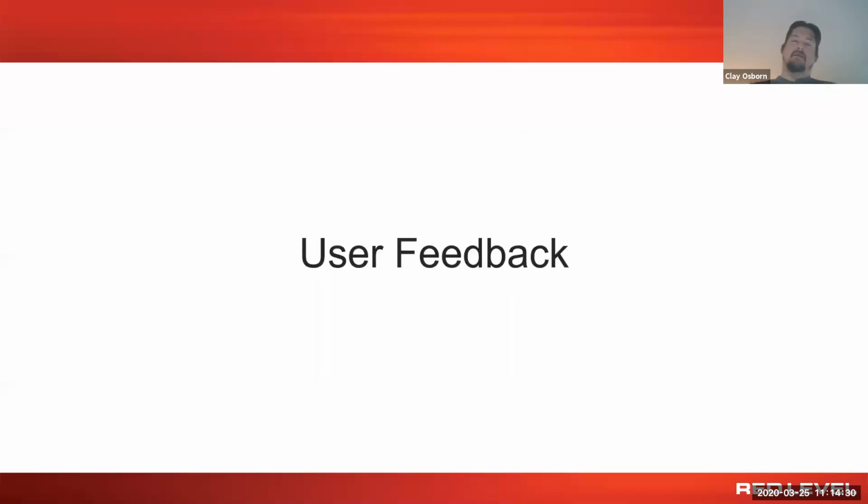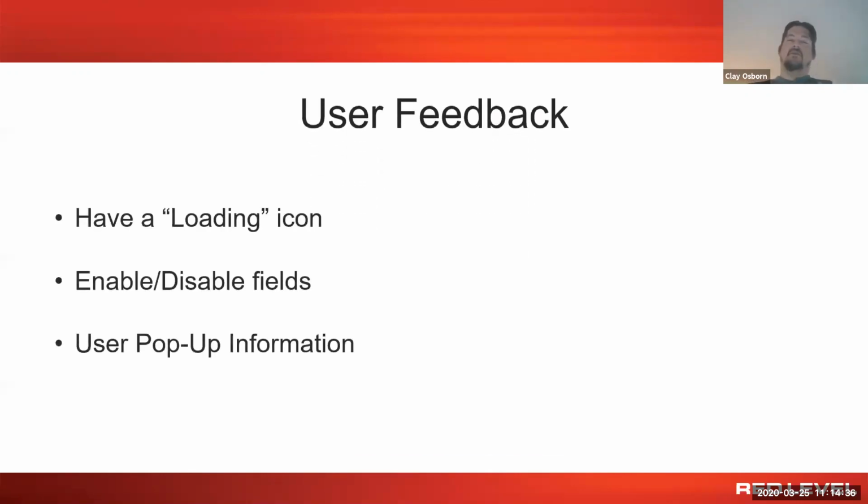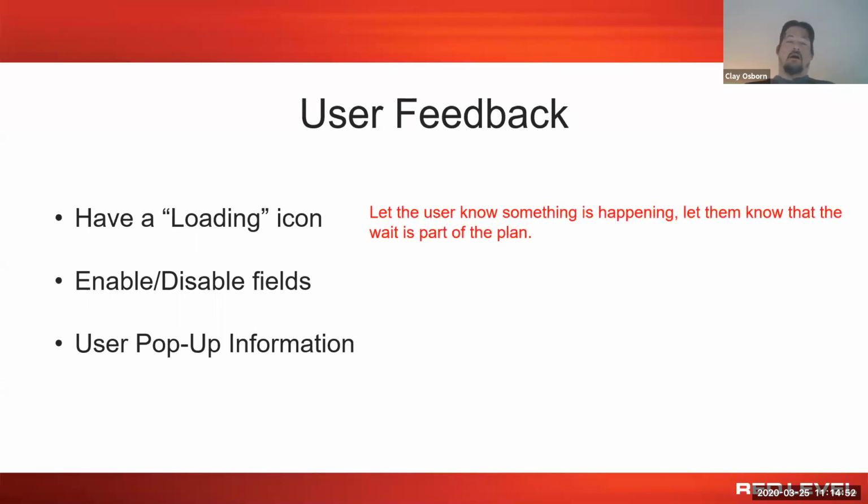Now, user feedback. Not feedback as in users giving you feedback, but more or less the ability for the app to give the user information. It's important to give them that feedback so they know that something's going on, so they don't think the app is frozen or broken or not doing anything. One of the important things is having a loading icon. It's real simple. It sounds simple, but it makes a huge difference. Let the user know something's happening. Let them know that this is part of your plan, that something is in the background and something is taking place right now. Having that little spinning progress bar is important. And that comes back to the user experience. You want to guide your user through the process.